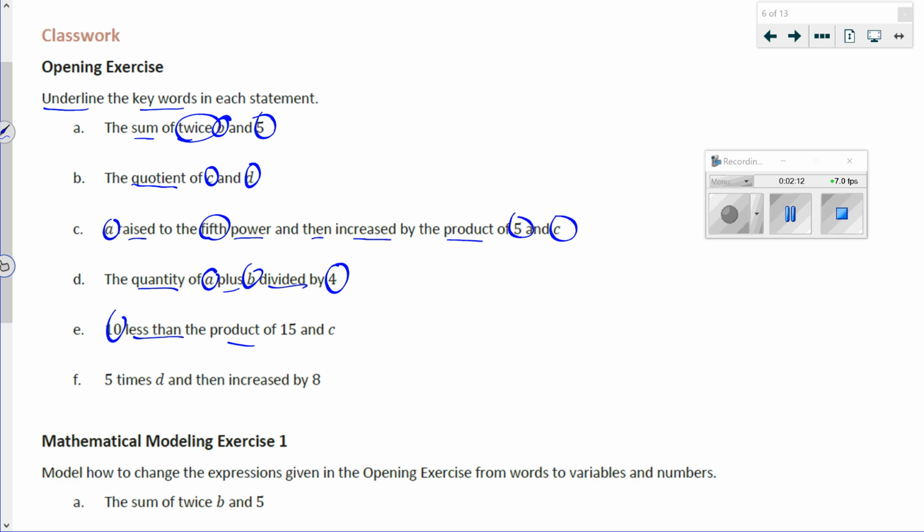So the product of 15 and C. 5 times D and then increased by 8. Then increased is telling you something specific. What's it telling me? What do I do mathematically to make you do something first? It means I need some kind of grouping symbol on that first set. Make sense? Okay. So you got some practice. Now you actually get to do it.